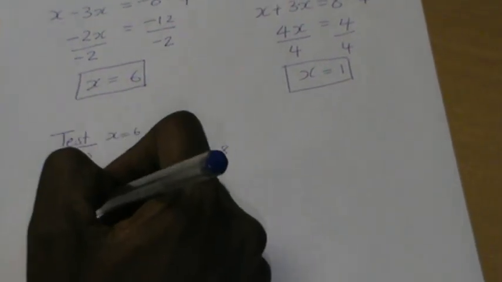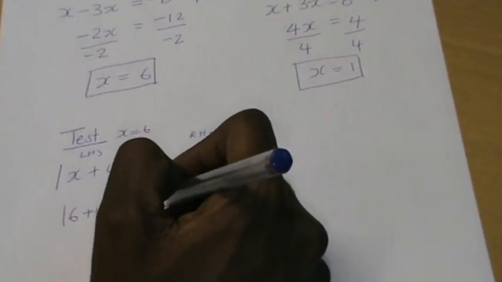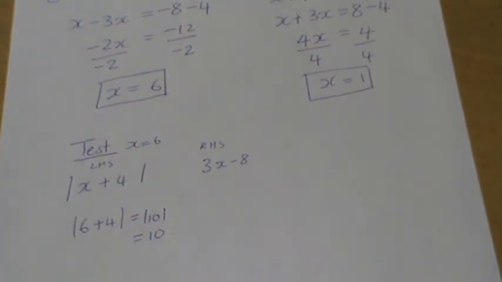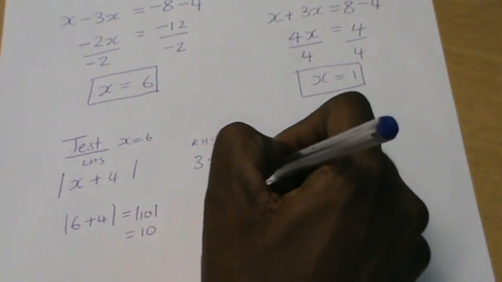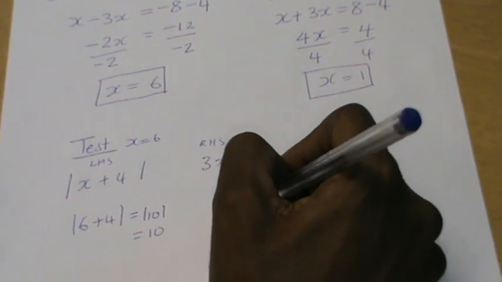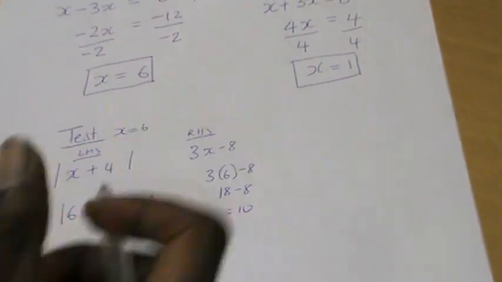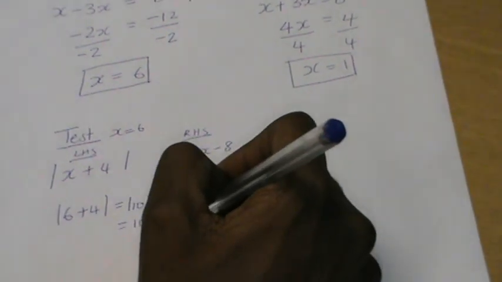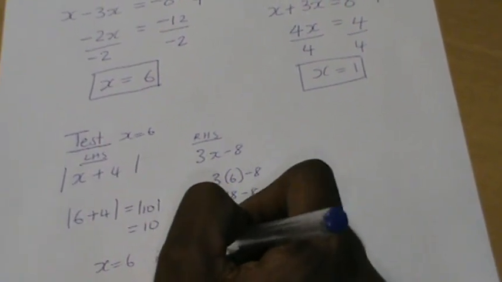So I start here, I have 6 plus 4, the absolute value. This is equal to the absolute value of 10. This is equal to 10. And I do the same thing on the right hand side. I have 3 times 6 minus 8. 3 times 6 is 18. So I have 18 minus 8. This is equal to 10. So remember, left hand side I have 10, right hand side I have 10. They are equal, so x is equal to 6 is a solution.